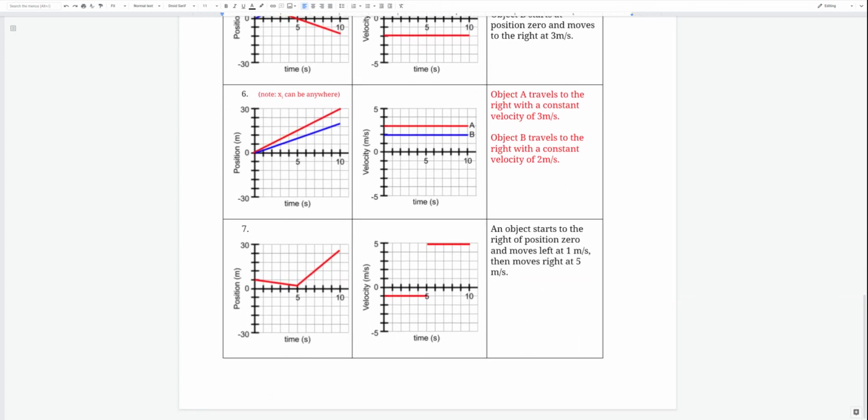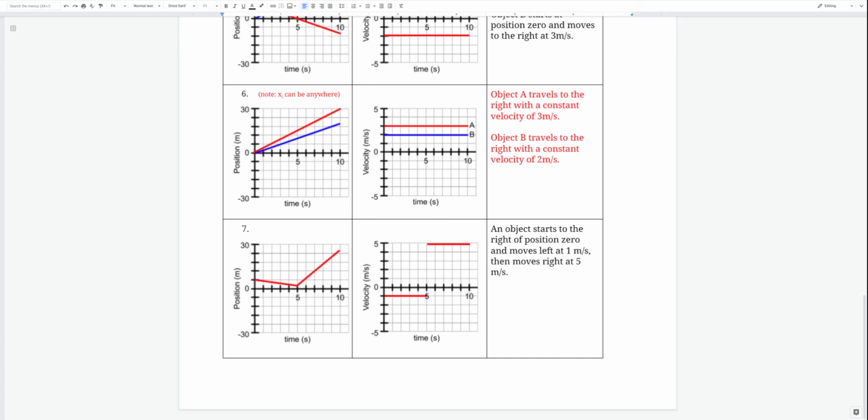In number 6, this time we are given the velocity time graph for both of these objects. So as we put in the note here, initial position, the y-intercept can be anywhere. Again, 0 is a good starting spot. Object B, it is going 2 meters per second to the right. Object A, it is going 3 meters per second to the right.